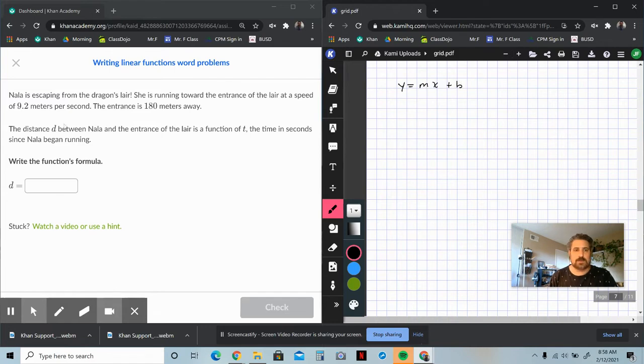The growth rate is going to be the m, and where it starts is going to be the b. So in this case, her growth rate is that she's going at 9.2 meters per second. That means that you're multiplying every x seconds by 9.2 meters. And she's running towards the entrance, so she's going to be reducing the distance to the entrance.